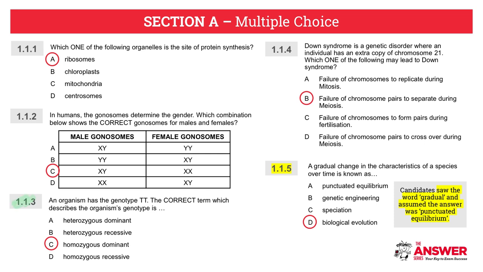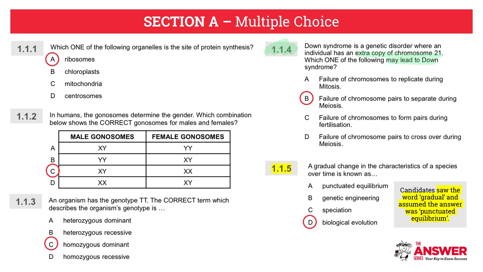An organism has the genotype big T, big T. The correct term which describes the organism's genotype is homozygous dominant. Heterozygous means that the two alleles are different. In this case, they are both a big T, so the only options were C and D. The fact that they are both capital letter T's indicates that these are dominant alleles, so this genotype is homozygous dominant.